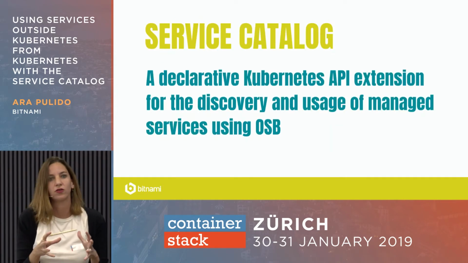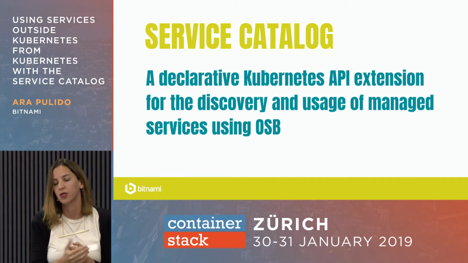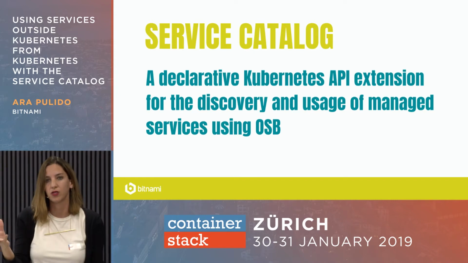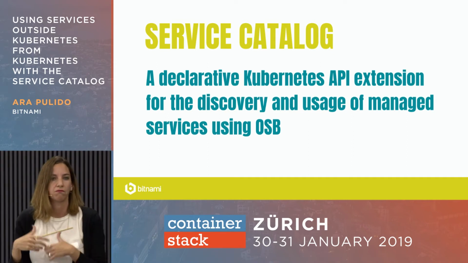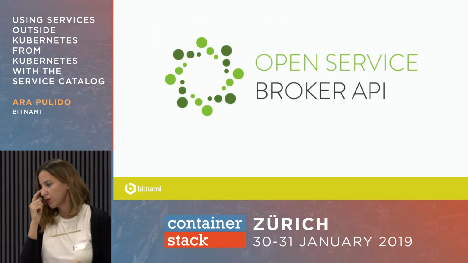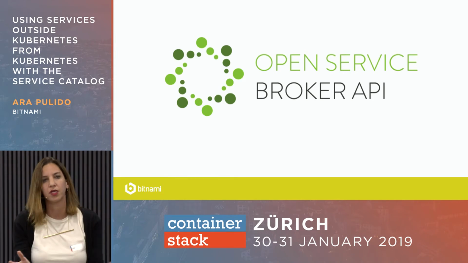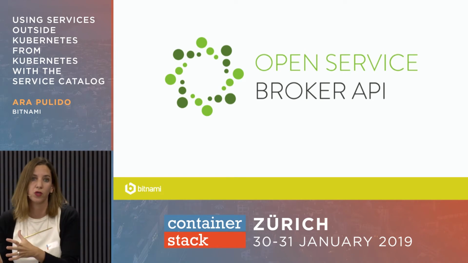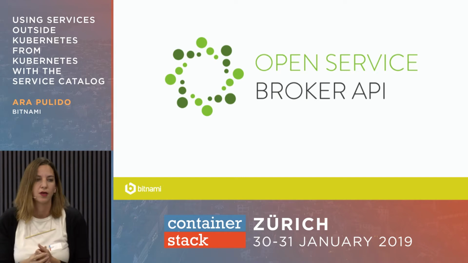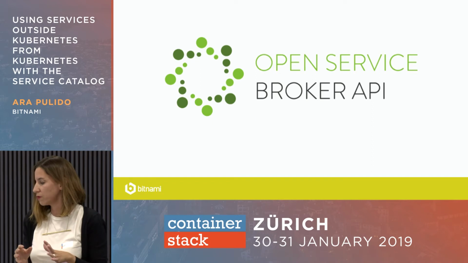So the service catalog is basically this. It tries to bridge these two walls together. The definition is that it's a declarative Kubernetes API extension to discover and use services using something called the Open Service Broker API. So what is the Open Service Broker API? It's a spec, it's a standard, it's not an implementation, for service providers to describe their services in the cloud. It was first created for Cloud Foundry, but now has implementations also for Kubernetes and OpenShift.